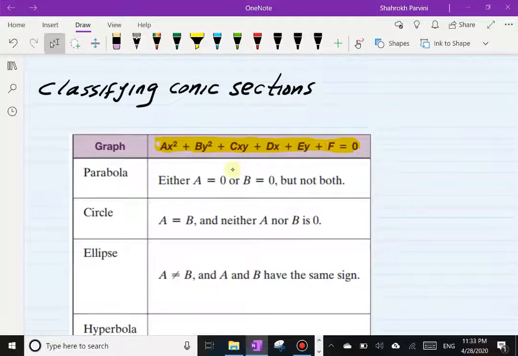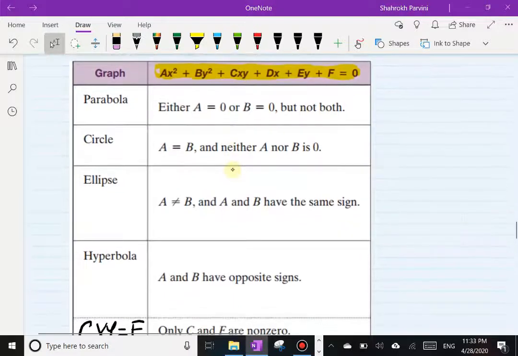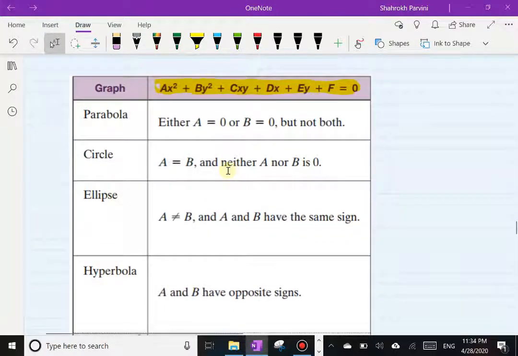Now, how are we going to classify these conic sections? We're going to look at this long equation again. This is the general form of all conic sections. It's very important to sort out what a and b are here. A is the number that multiplies x squared. B multiplies y squared. So to get a parabola, either a or b can be 0, but both cannot be 0. If both of these are 0, then we don't have a squared term. We just have xy, dx, and ey.